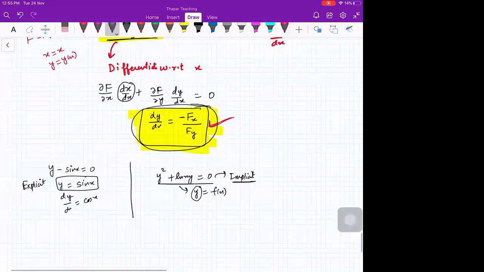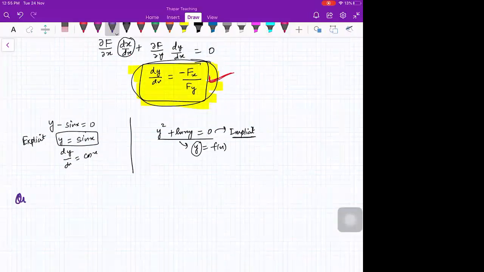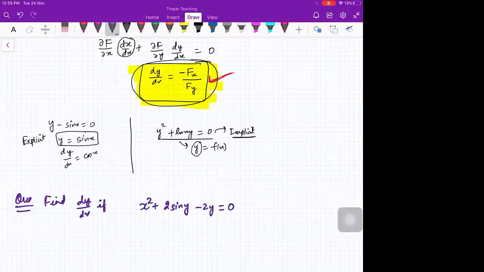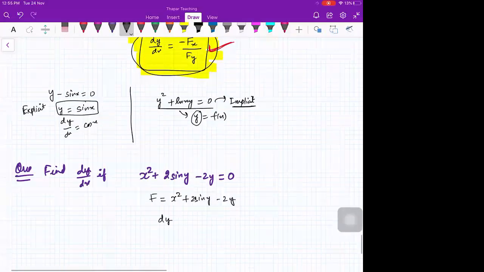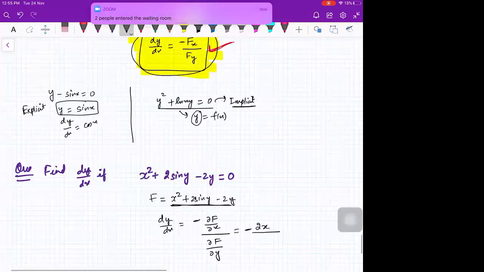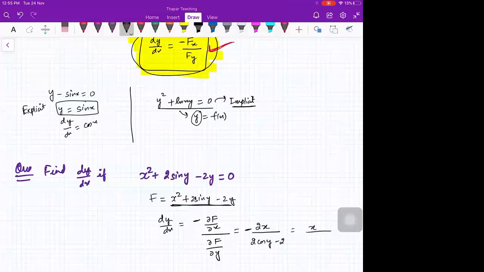So let me do this one problem, then we'll stop for today's class. Find dy by dx if x square plus 2 sine y minus 2y equals 0. Here, this is an implicit relation. So your f is x square plus 2 sine y minus 2y. Using this formula, dy by dx is minus partial derivative of f with respect to x upon partial derivative of f with respect to y. So that is minus 2x upon 2 cos y minus 2. Your answer is x upon 1 minus cos y. Got it? Is this thing clear to everybody?